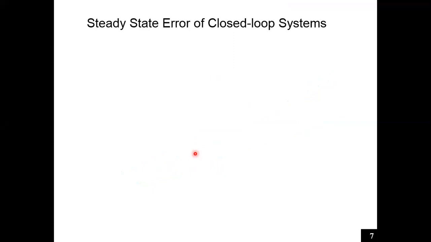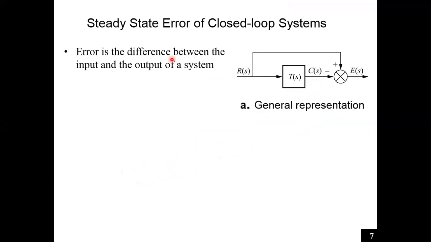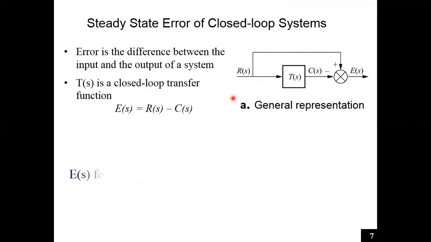Steady state error of closed loop systems. Error is the difference between input and the output of a system. Here we have a general representation of a closed loop system where T(s) is the transfer function of the closed loop system. E will be the difference between input R(s) and the output C(s).